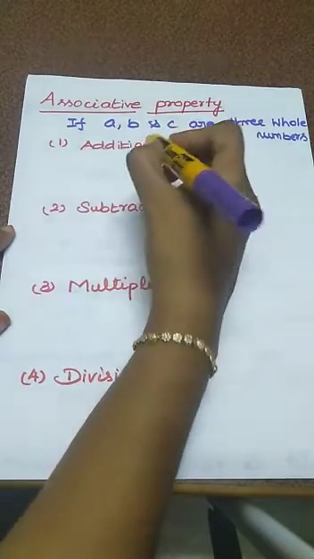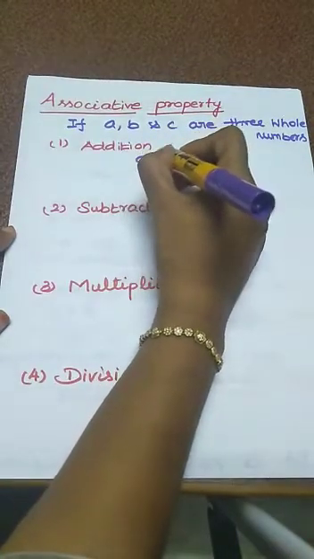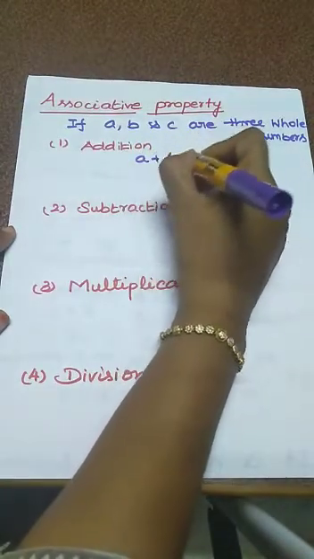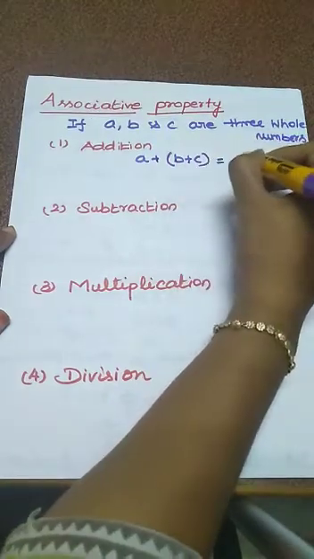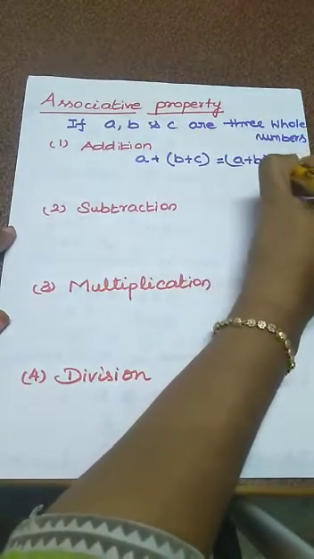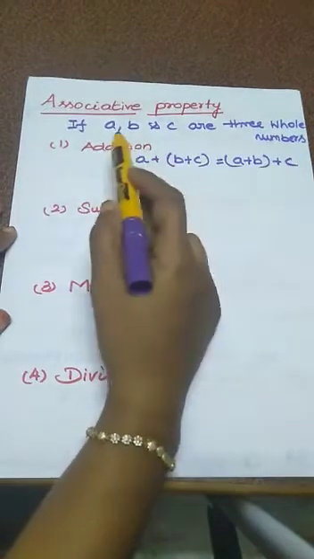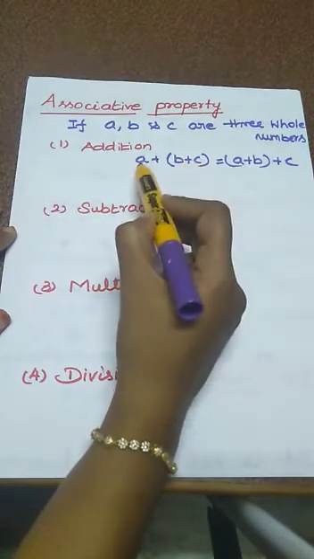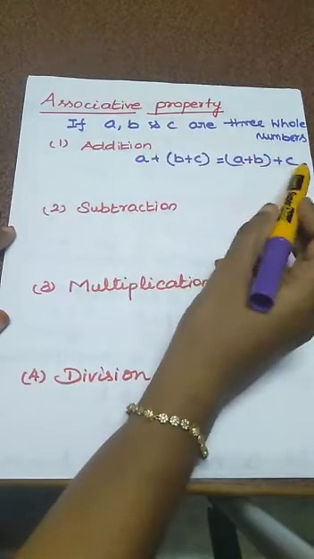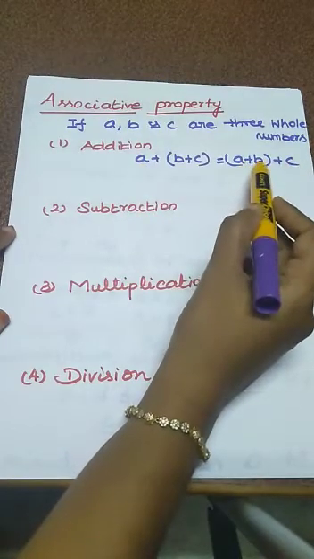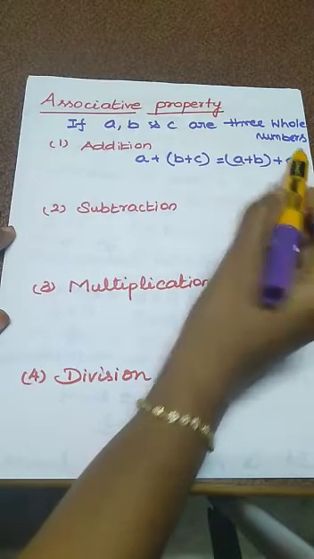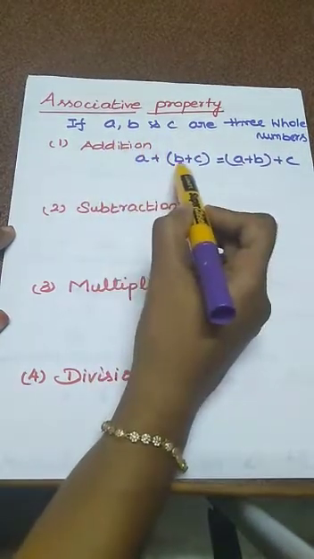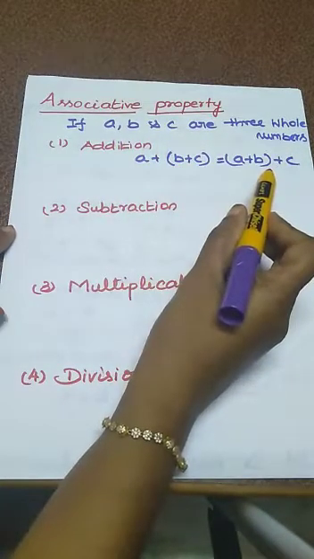Okay. What is the first condition actually? A plus (B plus C) is equal to (A plus B) plus C. We have to take three values now. First we have to add the B and C values. Then we have to add with A. In the RHS, interchange the grouping. First we have to add the A and B values. Then add with the C value. For addition, we have to prove this condition. The LHS value is equal to the RHS value.